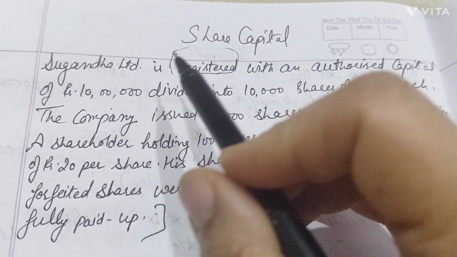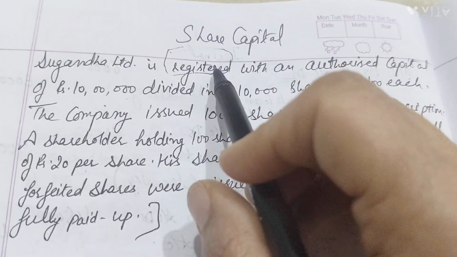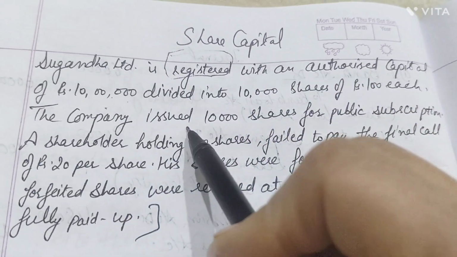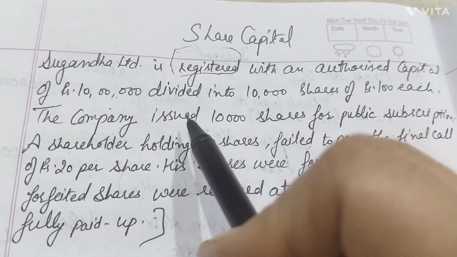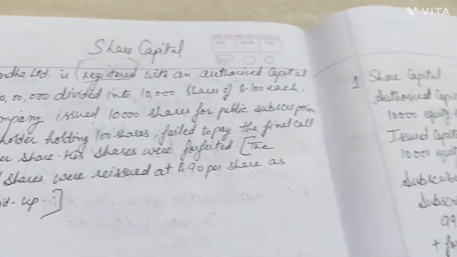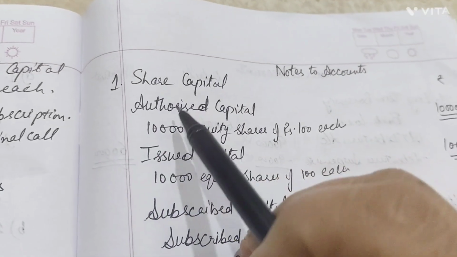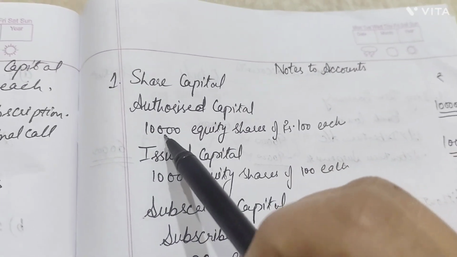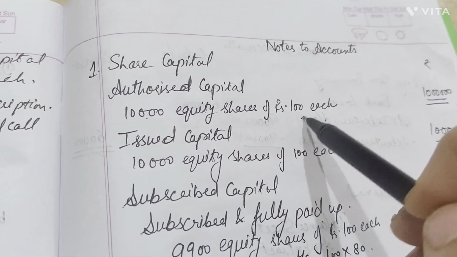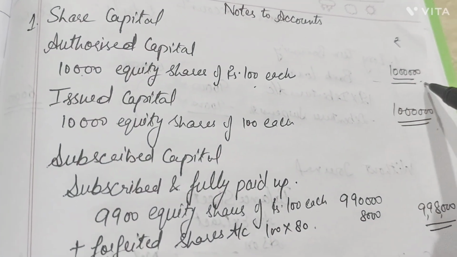So this shows that the company was registered with a capital of rupees 10 lakh, which is the authorized capital. The whole capital in the balance sheet is divided into three parts. One is the authorized capital, second is the issued capital, third is the subscribed capital. In this case we have to show notes to accounts. For showing notes to accounts, first point, share capital, authorized capital. Here in the question we were given 10,000 equity shares of 100 each. We have shown the amount of rupees 10 lakh with the double line here.